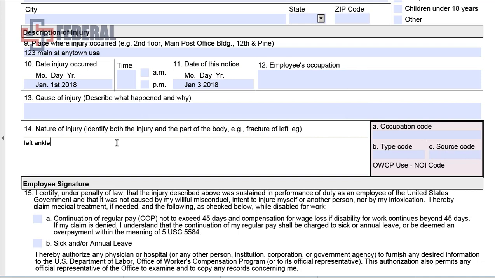Left ankle sprain, or I hurt my back, I injured my shoulder. Because at this point, you haven't seen your doctor yet and you don't have a firm diagnosis. So you need to put something general. Once your doctor goes ahead and gets a firm diagnosis on his narrative report, he'll put the firm diagnosis code and submit that to OWCP. If you don't have that, just put something general in this box, as I showed you here with these examples.